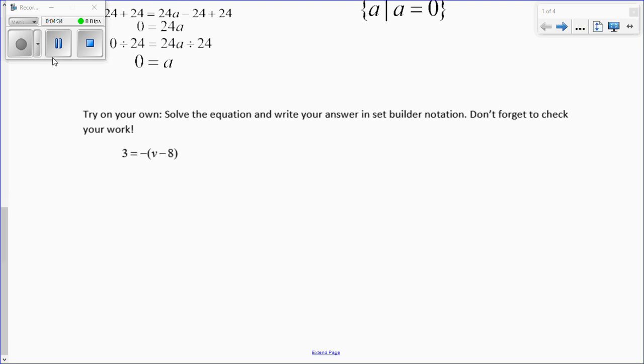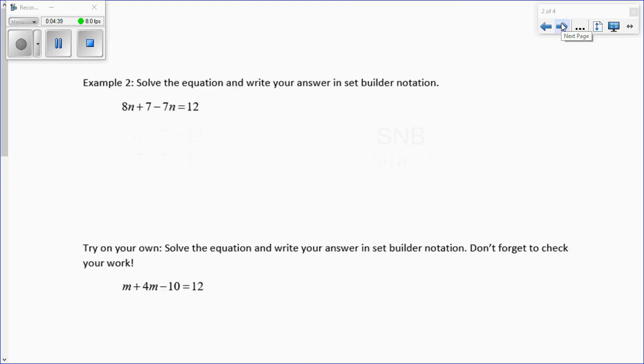Alright, so let's go ahead and go on to the next one. Example 2. Now, the first thing you're supposed to do is distribute, but there's nothing to distribute on this side, and this is only a single term, so there's no distribution there.